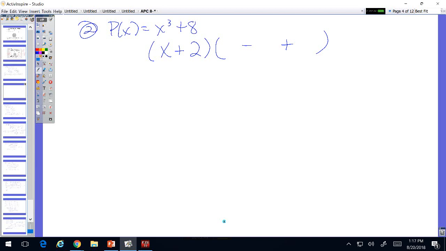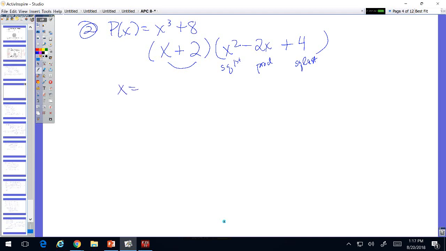And we know right here we do the square of the first term, so it becomes x squared. Here we do the product of the two terms, so the product would be 2x. And here we square that last one. 2 squared is 4. So that's a review of how to factor a sum of cubes. A difference of cubes works the same way, except the signs would be minus plus plus.